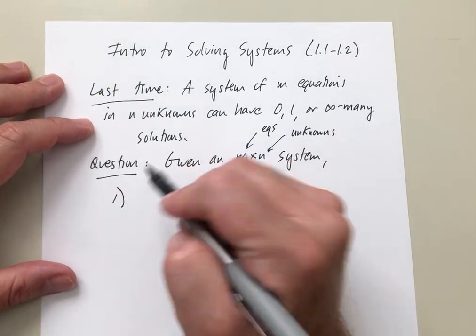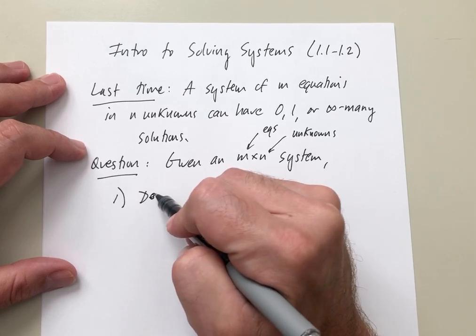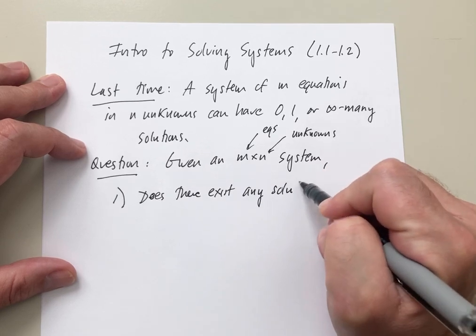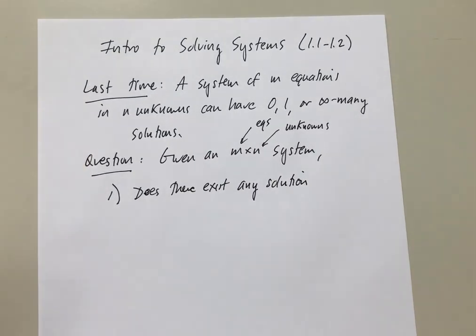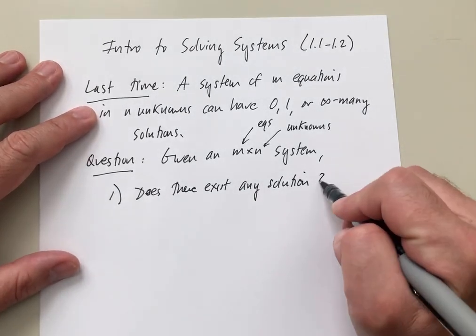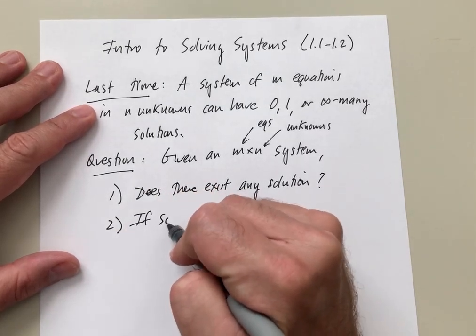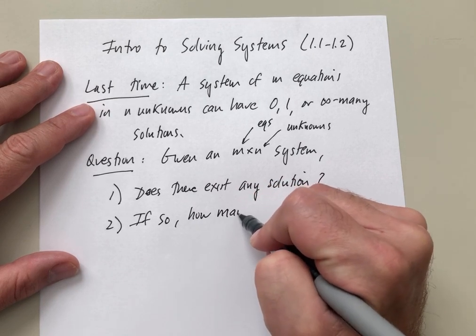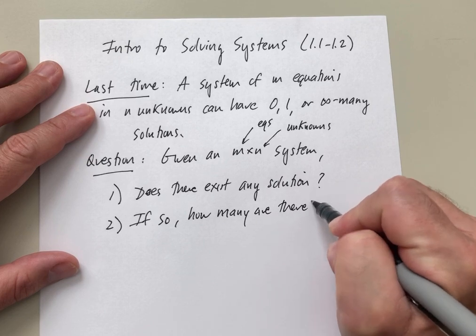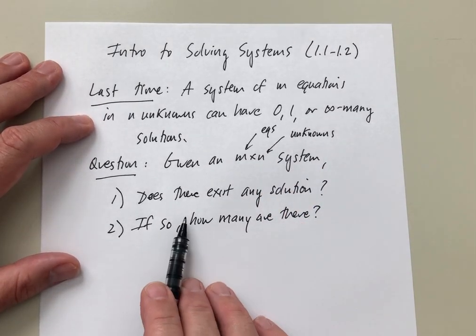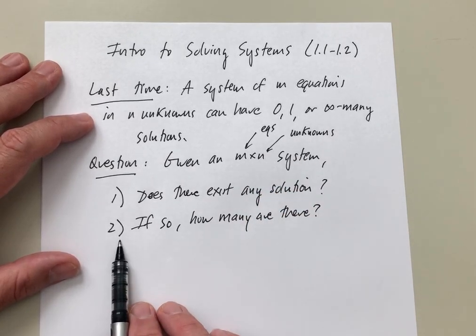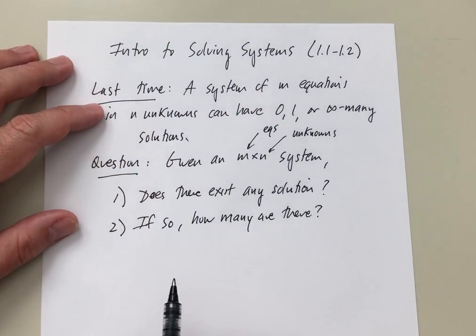The first thing I want to know is, there's sort of two questions. Does there exist any solution? All right, so remember, a solution is going to be an assignment of numbers that when I plug into each equation works, right? It satisfies those m equations. And then the second one is, if so, how many are there? Since I know that there's 0, 1, or infinitely many, the first question is, am I in the 0 case or one of these two other cases? And then if I go to the second question, that means I've ruled out the 0 case, and I just want to know, is there 1 or infinitely many?